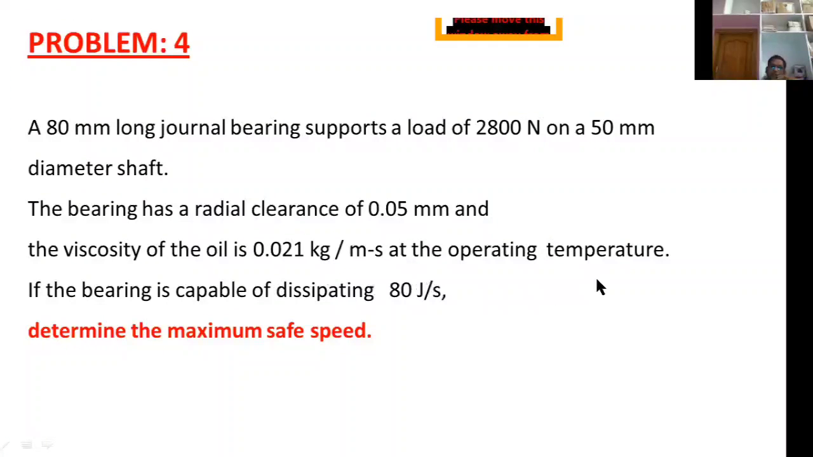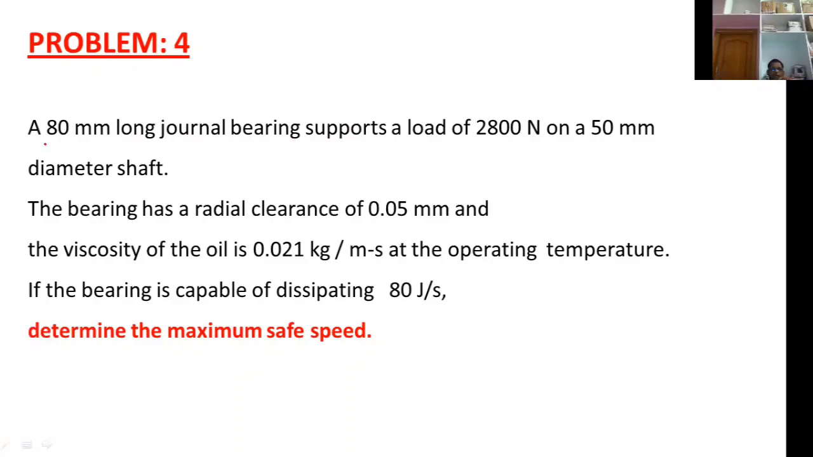At the operating temperature, the viscosity of the oil is 0.021 kg per meter second, and the bearing is capable of dissipating 80 joule per second. The amount of heat dissipation is given, this means amount of heat cooled. Finally you have to find the value of maximum safe speed. By using these details, you have to find the value of speed, that is n.